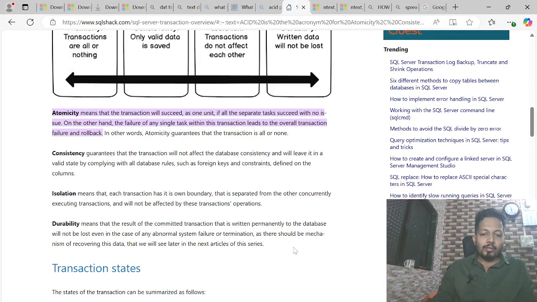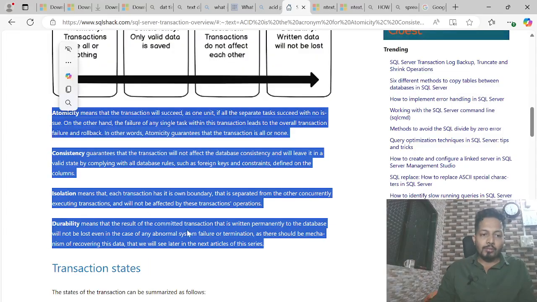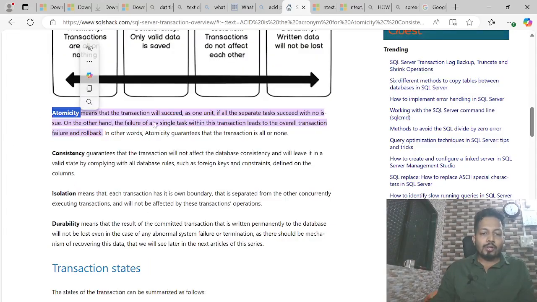We will see on SQL Shack what it's saying. This is the theoretical explanation. Atomicity means the transaction will either succeed or fail, no in between. Partial update is not possible.